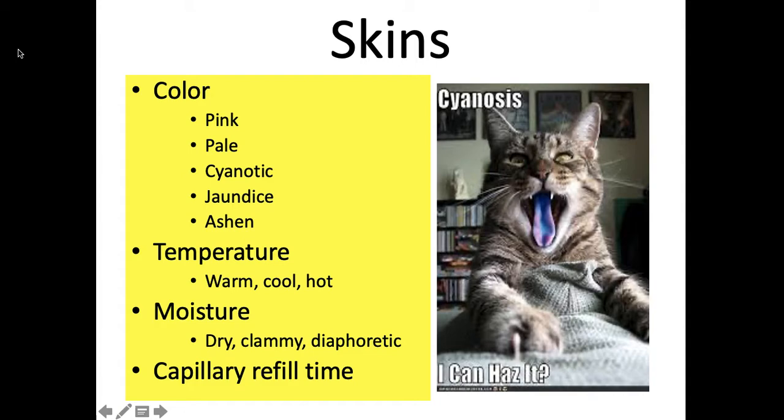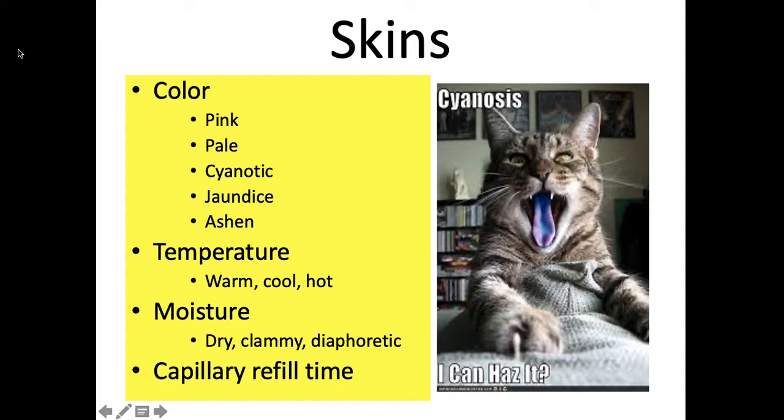Jaundice is a yellowing color of the skin, and that's caused by liver failure. So it's something you'll see out in the field more than likely. An ashen color is a gray. This is associated primarily with cardiac patients. They get, literally, a dull gray look to their skin, and it's a bad sign. It means they have a serious heart condition.